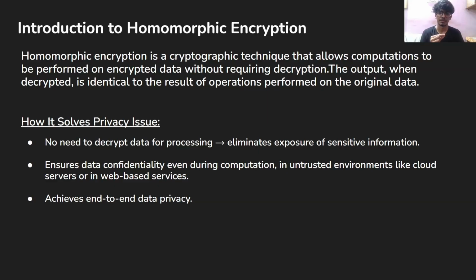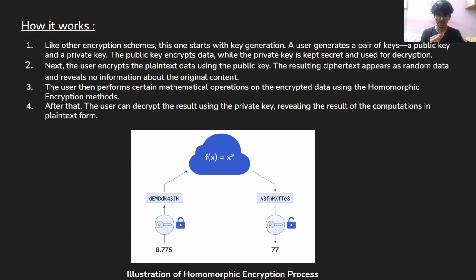So how does it solve the privacy issue exactly? Let's look into that. As I said earlier, the homomorphic encryption doesn't require to decrypt the ciphertext before applying any processing or mathematical computation, which eliminates the exposure of sensitive information. It ensures confidentiality even during computation in untrusted environments like cloud servers or in web-based services. It helps us to achieve end-to-end data privacy. So let's look into how it works.